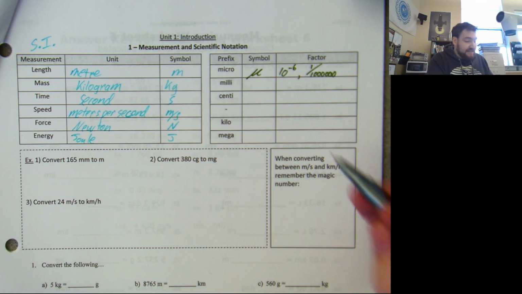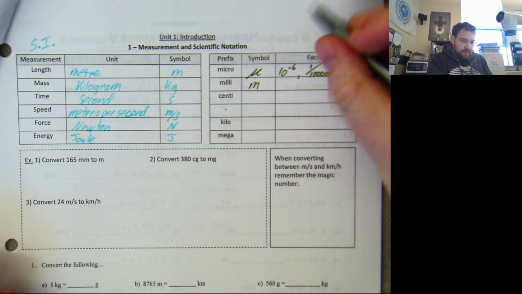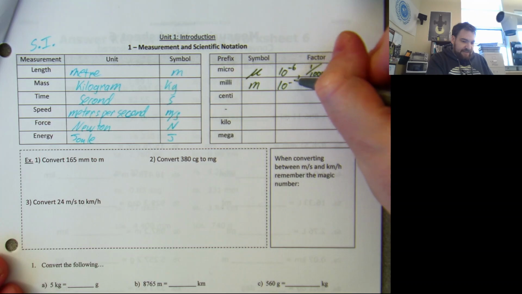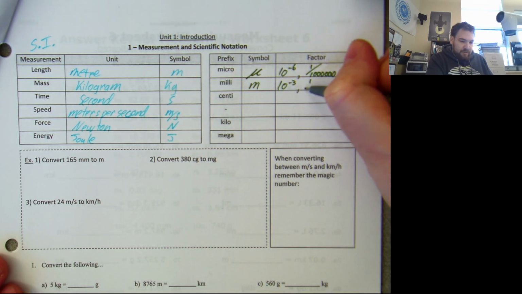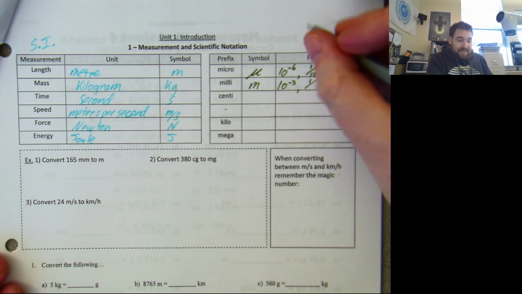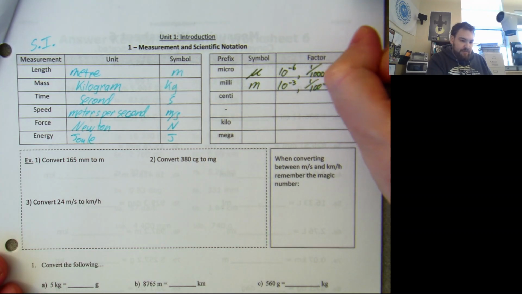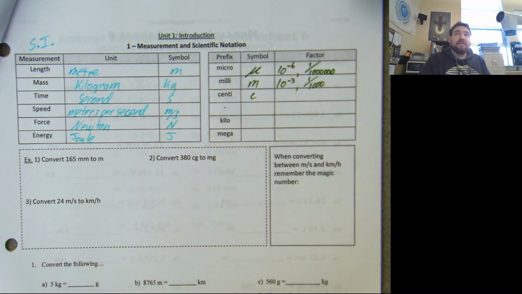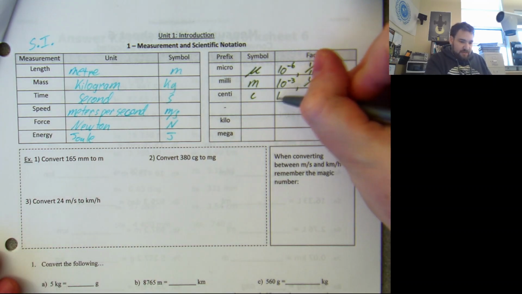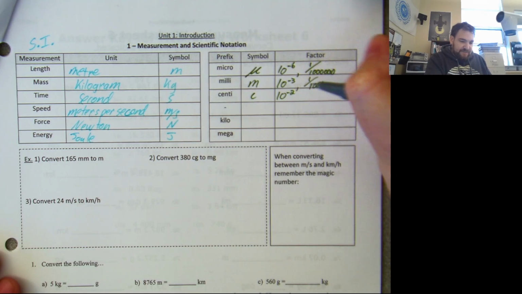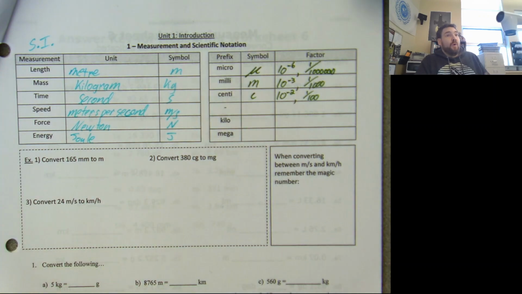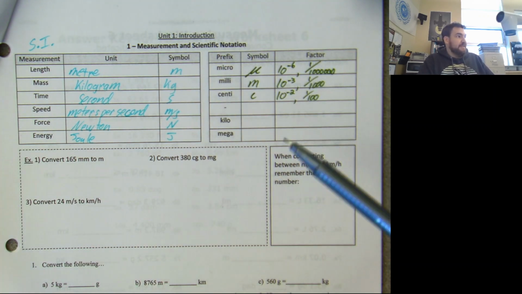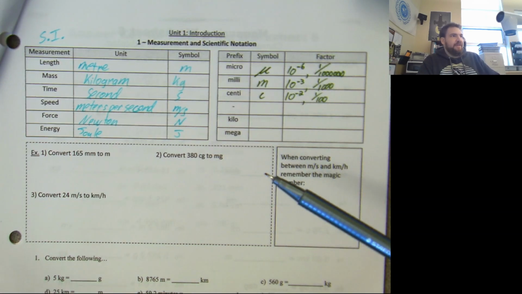Milli is the prefix M. It's 10 to the negative 3, or 1/1000th of something. Centi is the letter C. That prefix means you have 10 to the negative 2, or 1/100th of something. So a centimeter, there are 100 centimeters in a meter because centi means 1/100th.